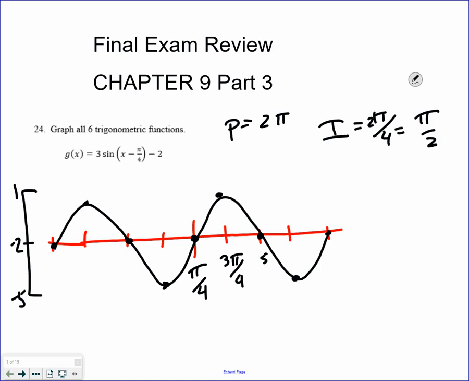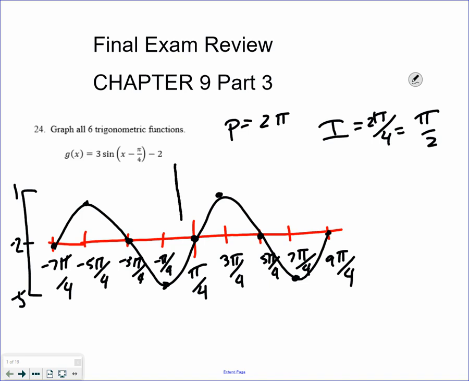So we end up with 3/4, 5/4, 7/4, 9/4. Going the other way now we'll get negative pi over 4, negative 3 pi over 4, negative 5 pi over 4, and negative 7 pi over 4. If you want to know where 0 is located, so if you wanted to draw in the y-axis, it's located between the positive and the negative, so it'd be located right there.